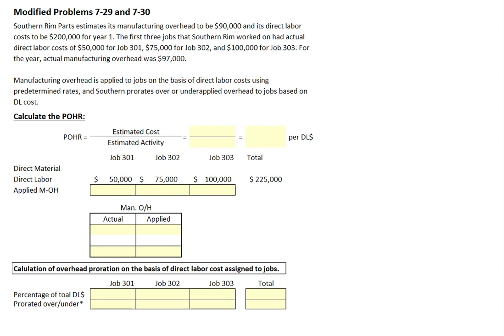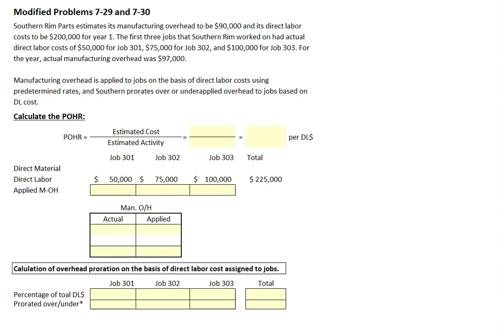The first three jobs that Southern Rim worked on had actual direct labor costs of $50,000 for job 301, $75,000 for job 302, and $100,000 for job 303. For the year, our actual manufacturing overhead was $97,000, and we're told that we apply overhead to jobs on the basis of direct labor cost using a predetermined overhead rate. And we're going to prorate our underapplied overhead to jobs based on actual direct labor cost.